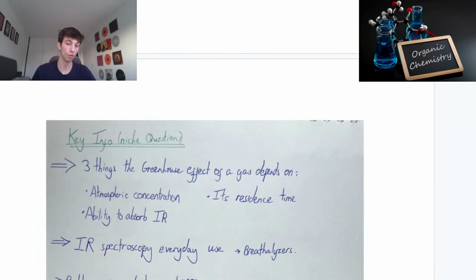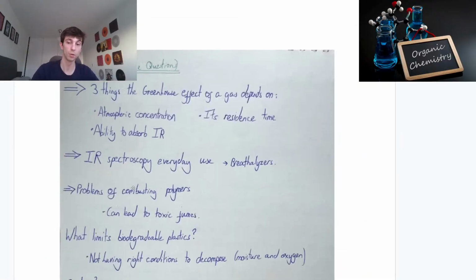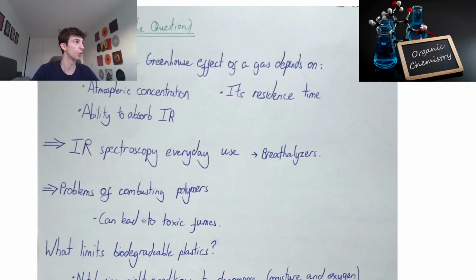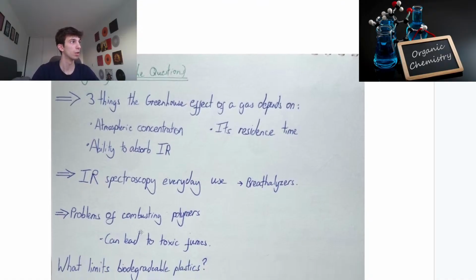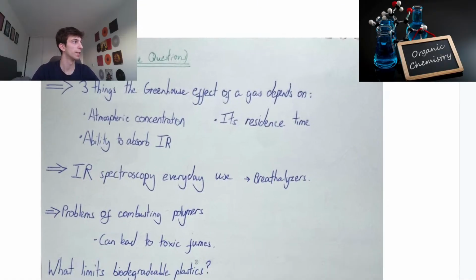Then we have the problems of combusting polymers, guys. Problems of combusting polymers: this can lead to toxic fumes. These are good two, three markers that a lot of people could miss, just a one mark at the end of the question. Can lead to toxic fumes. Key little things to remember.